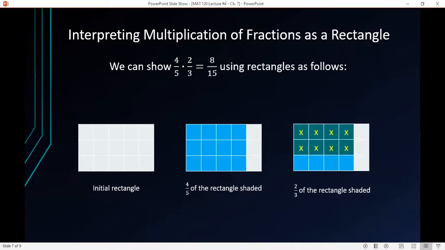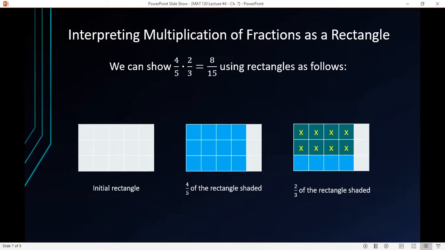It begins with an initial rectangle that has the dimensions that are the same as the denominators, 5 times 3, or 5 by 3 is shown here in this rectangle. Then we take our first fraction and show it by doing shading, where we shade in the first 4 of the 5 columns to represent 4/5.